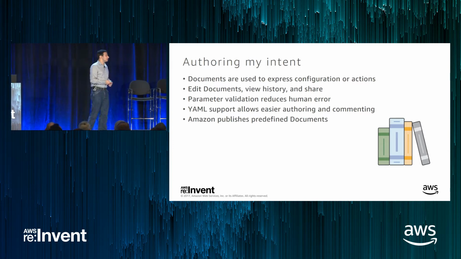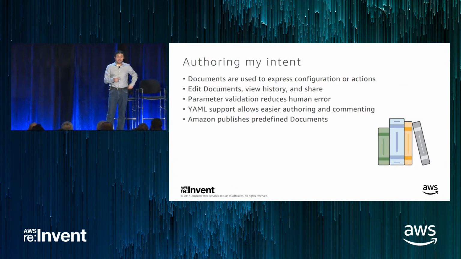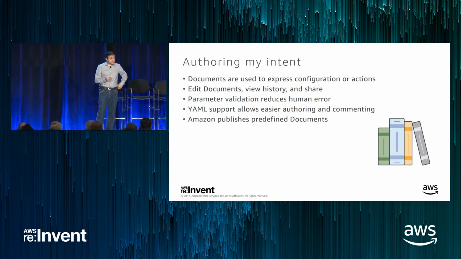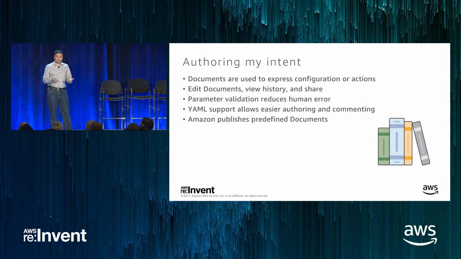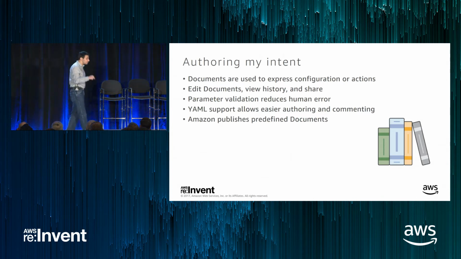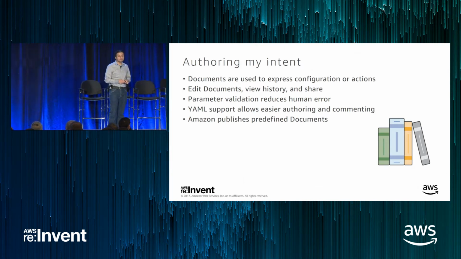Amazon publishes a number of predefined documents, and during the course of re:Invent, we've published a number of new documents as well, and we'll continue to publish documents for common tasks and actions. However, documents are also shareable. If you come up with some documents yourselves, you can either share them across accounts within your own company, or you can share them publicly so that others can also take a dependency and use them.